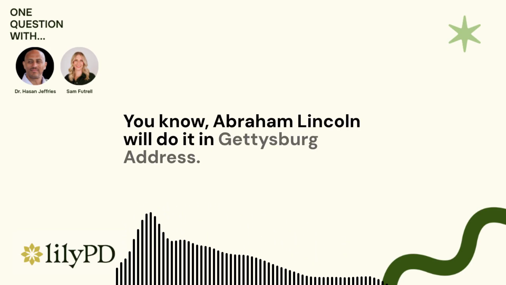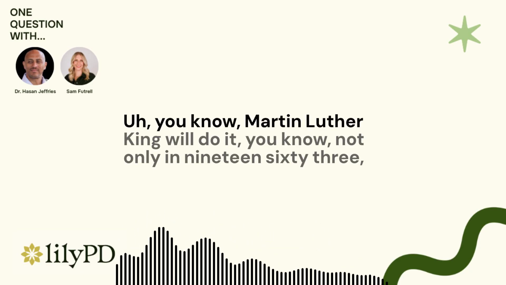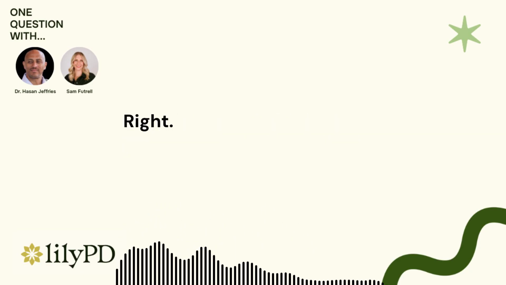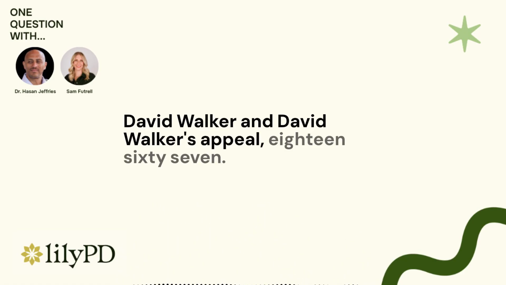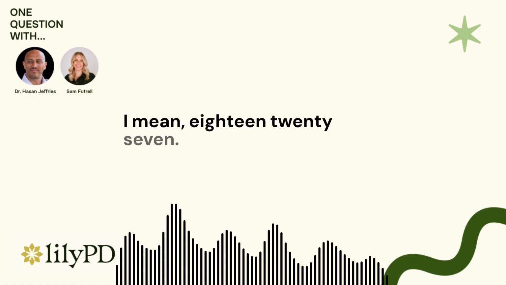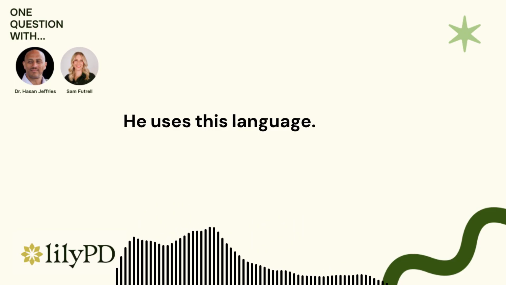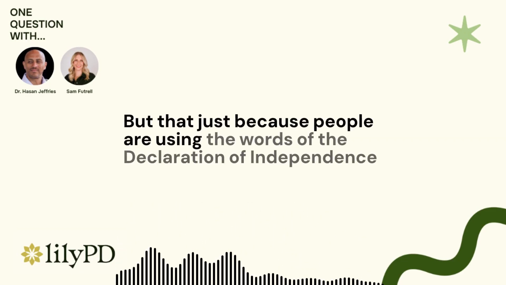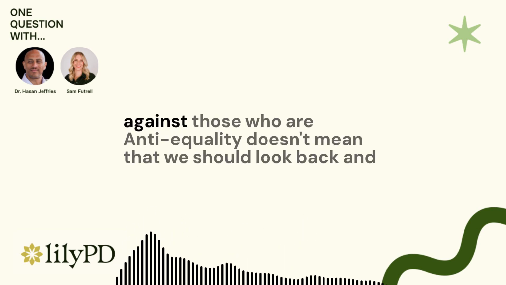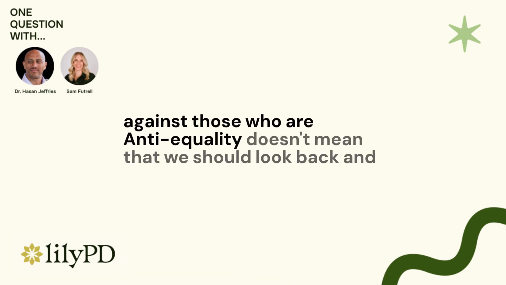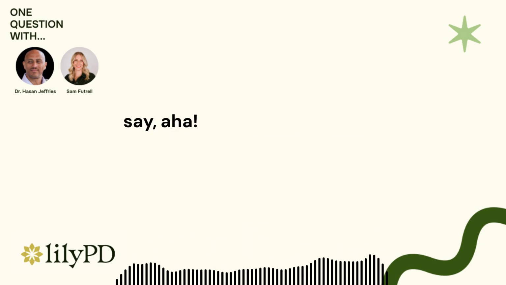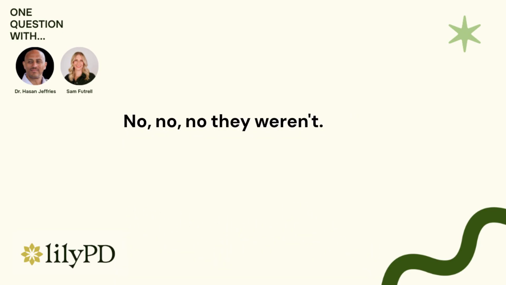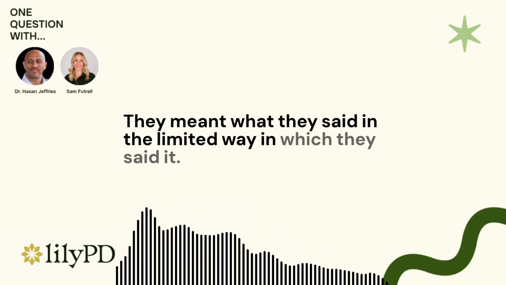Abraham Lincoln will do it in the Gettysburg Address. Martin Luther King will do it, not only in 1963, but in a letter from Birmingham jail, right? David Walker and David Walker's Appeal, 1827, right? He uses this language. He's like, look what y'all said. You're right. But just because people are using the words of the Declaration of Independence against those who are anti-equality doesn't mean that we should look back and say, aha, but in truth, they were really hoping for equality all along. No, they weren't. They meant what they said in the limited way in which they said it.